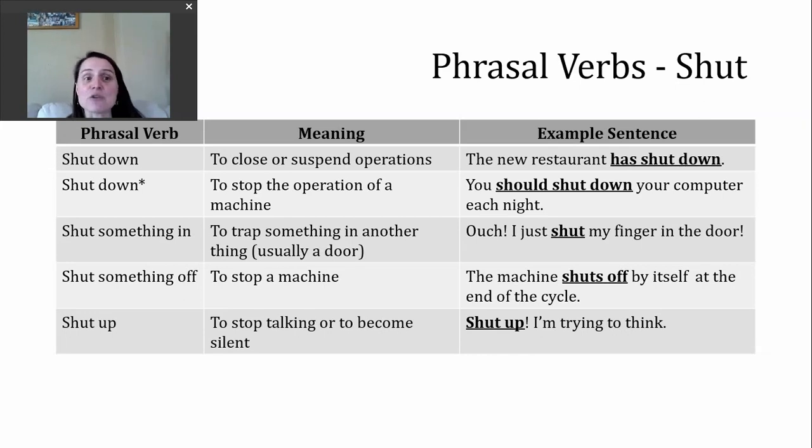But again, if you say this and you have some anger in your voice, it is a very, very strong statement. And it could make the other person angry or mad as well that you have spoken to them in this way. So my example sentence here, again, is not something you need to try out, but in case you would hear it, shut up, I'm trying to think. So maybe someone's working and someone else is just making too much noise.